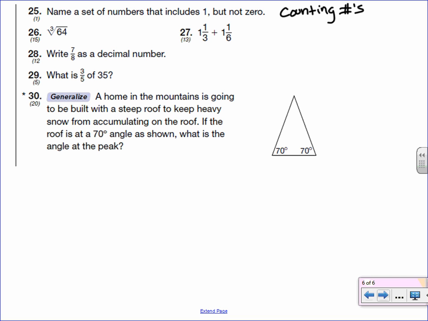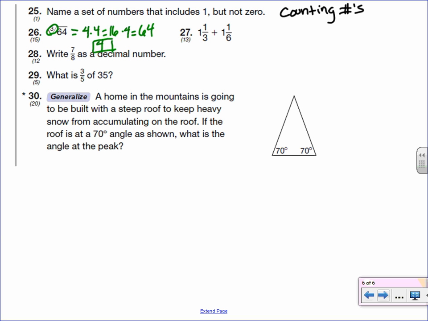Number 26 says the cube root of 64. So that's asking what number, when you multiply it by itself 3 times, gives you 64. Since it's even, we could start and try 2. 2 times 2 is 4, times 2 is 8. Well, 2 is too small, so let's try 4. 4 times 4 is 16, times 4 is 64. So 4 cubed equals 64, so the cube root of 64 is 4.